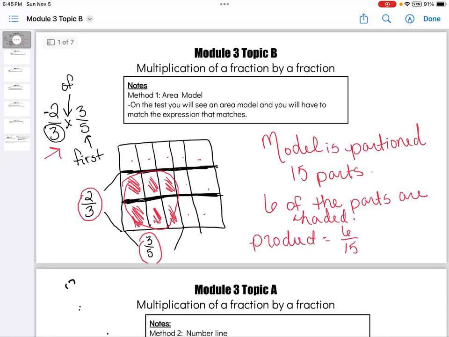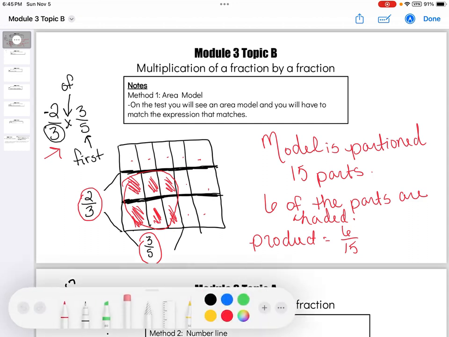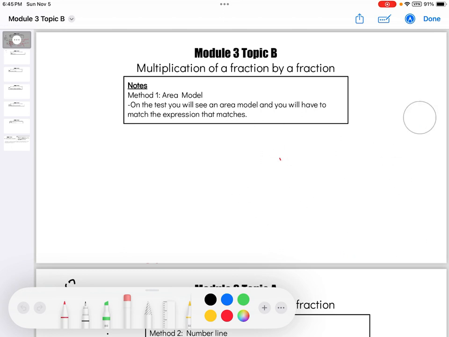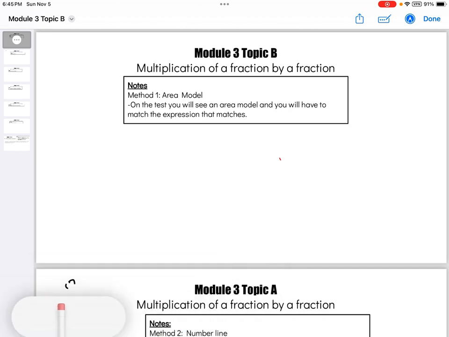Oops. I do that every time. All right, so let's keep going. Move on to the next section. I'm sure there's a better way for me to do this.